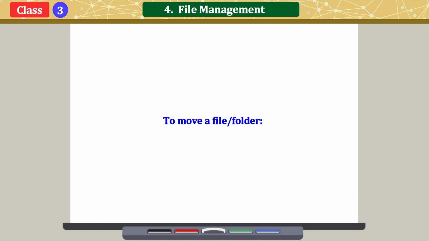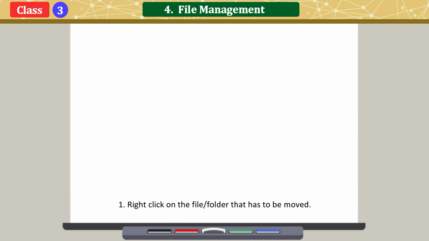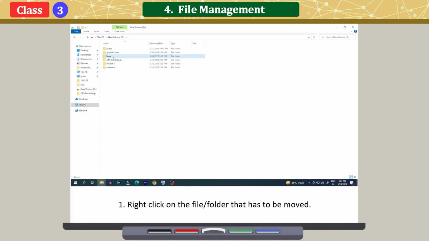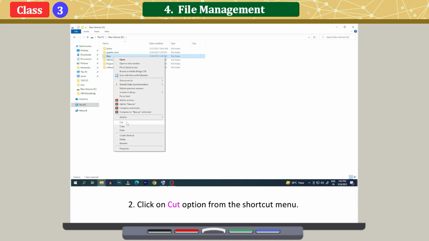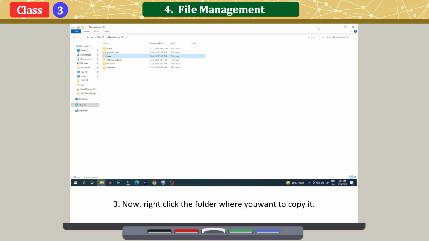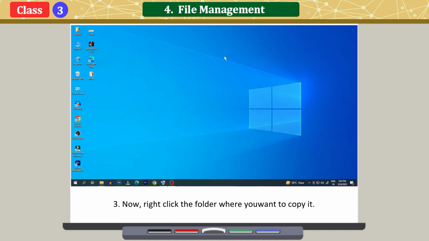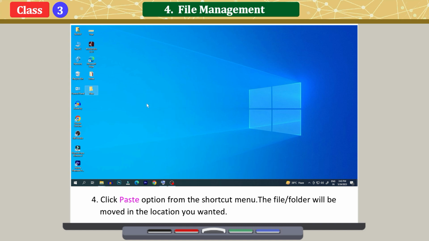To move a file or folder, right-click on the file or folder that has to be moved. Click on the Cut option from the shortcut menu. Now, right-click the folder where you want to move it. Click the Paste option from the shortcut menu. The file or folder will be moved to the location you wanted.